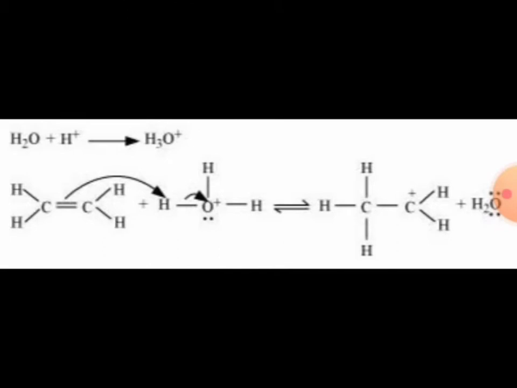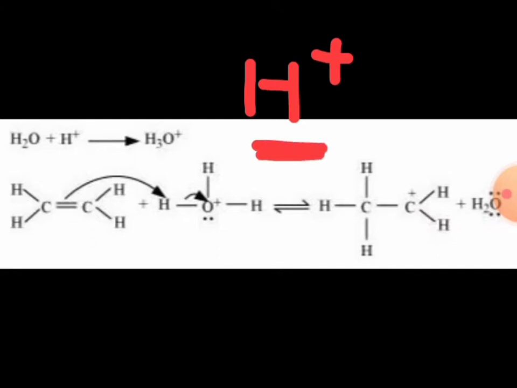So in the first step, you can find there is an addition of proton. Proton means H plus, and H plus comes from the dilute sulfuric acid. So there is an addition of proton to this alkene to form one carbocation. Carbocation in the sense that a positive charge on the carbon atom.